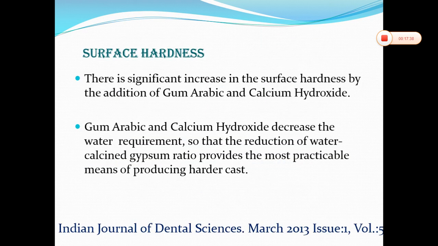Surface hardness. There is a sufficient increase in the surface hardness by addition of gum arabic and calcium hydroxide. The surface of gypsum product can be improved. Surface hardness can be improved by addition of gum arabic and calcium hydroxide. Gum arabic and calcium hydroxide decrease the water requirement, so the reduction of the water to calcined gypsum ratio provides the most practicable means of producing a harder cast.